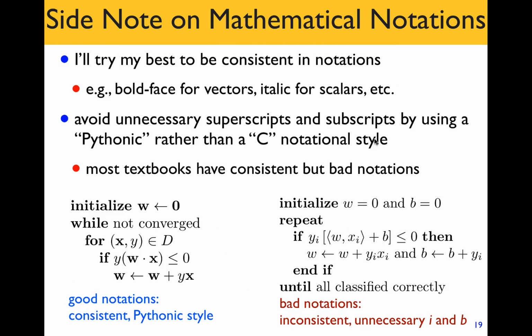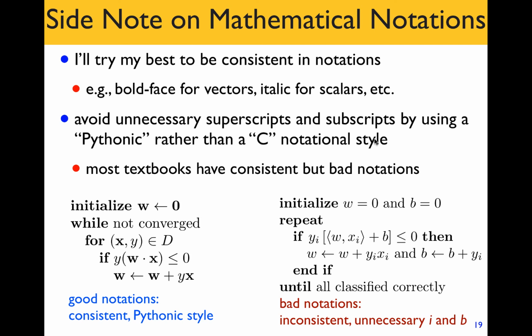Okay, let's look at an example later, but here's a side note on mathematical notations. In these slides, I'll try my best to be consistent in notations, and that's not an easy task, you will realize. So for example, I use boldface lowercase for vectors, italic for scalars, and another font for matrices. And more importantly, I will try to simplify my notation as much as possible, as long as it's consistent. In other words, I will avoid unnecessary superscripts and subscripts and all these kinds of funny notations by using a Pythonic rather than C or Java notational style.